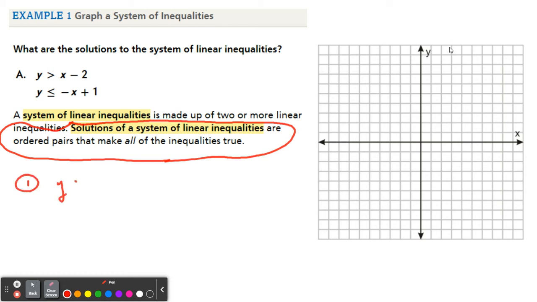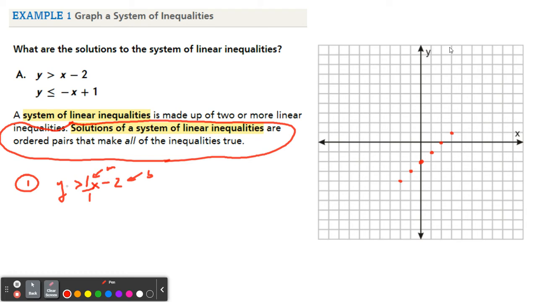So the first one, y is greater than x minus 2. So this is in slope-intercept form. Your b value is a -2, and your slope is not there. It's actually a 1. We're going to make it a 1 over 1. There's your slope. So we're going to graph this line. So -2 means go down 2 on the y-axis, and then a slope of up 1, right 1. We could also go down 1, left 1. There's going to be our line.